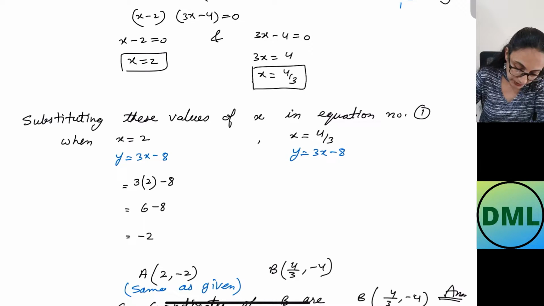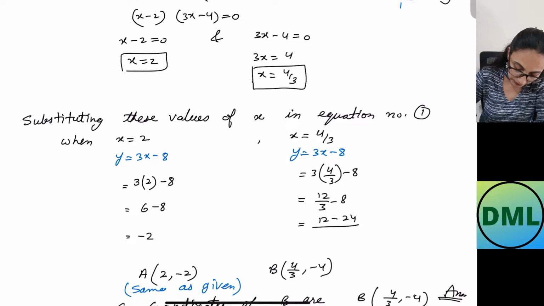Now if I substitute x is equal to 4 by 3, the equation will become 3 bracket 4 over 3 minus 8. So that is equal to 12 over 3 minus 8. Now let's take the LCM here. It will be 12 minus 24 over 3. So that is equal to minus 12 over 3. That is equal to minus 4.